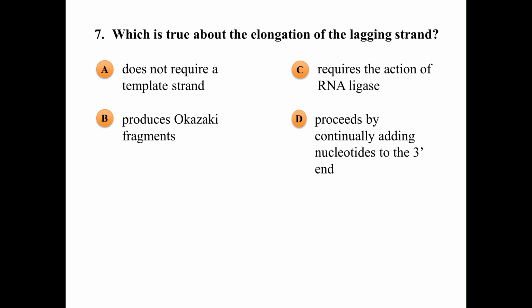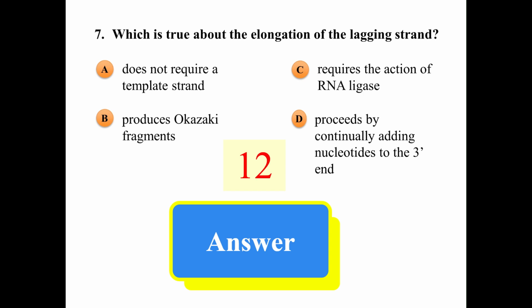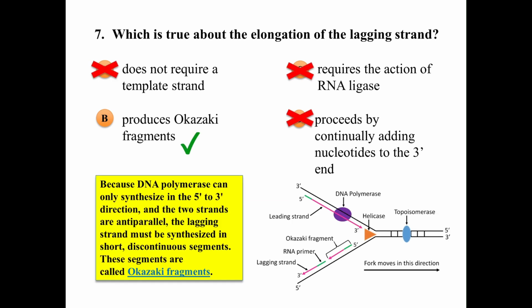Which is true about the elongation of the lagging strand? The correct answer is B, Okazaki fragments, because the DNA polymerase enzyme can only synthesize in the 5' to 3' direction, and the two strands are antiparallel. The lagging strand must be synthesized in short, discontinuous segments. These kinds of segments are called Okazaki fragments.